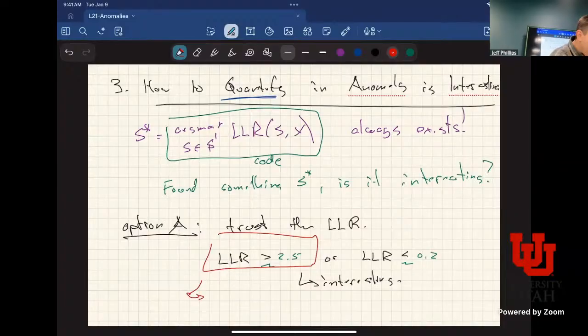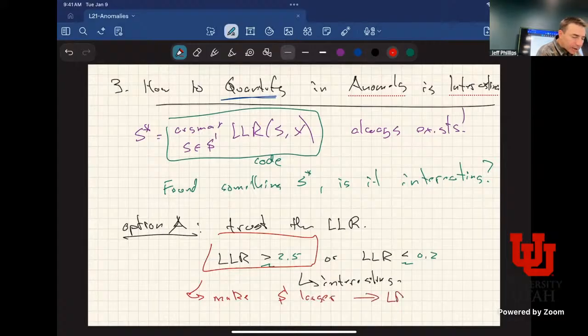So if I make the family larger, then the log likelihood ratio will also go larger.